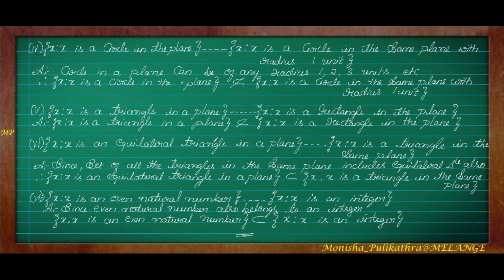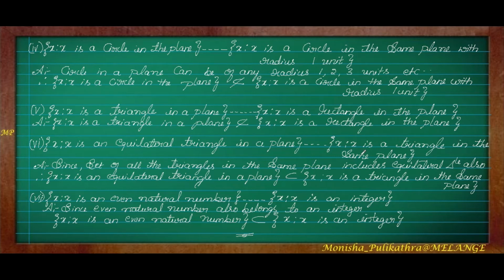X is an equilateral triangle in a plane. So what do you mean by equilateral triangle? Equilateral triangle means all sides will be equal. In a triangle, if all sides are equal, for example, if all sides are 2 centimeter, 2 centimeter, 2 centimeter, etc. So that is called an equilateral triangle.